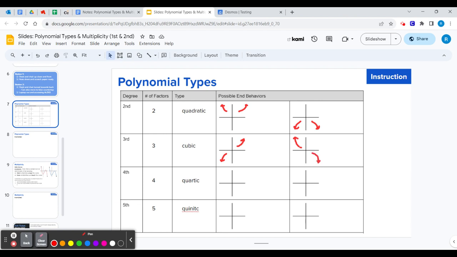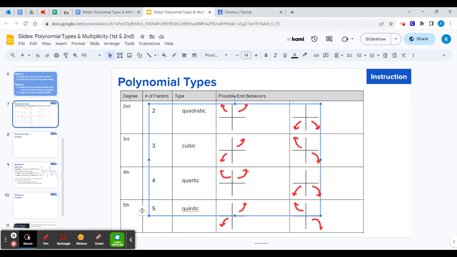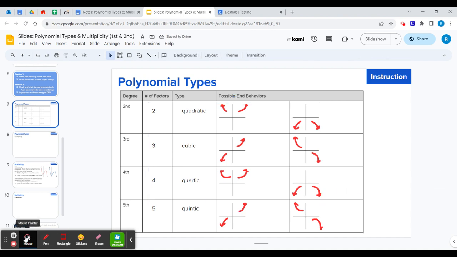Fourth degree, we're back to even, so it should match that quadratic shape. We have 4 factors. It's called a quartic. Up and up, down and down are possible behaviors. And the 5th degree polynomial has 5 factors. It's called a quintic. And it's going to have that odd shape, just like our 3rd degree did. And I noticed that I made a typo there. Quintic is now spelled correctly. Sorry about that.